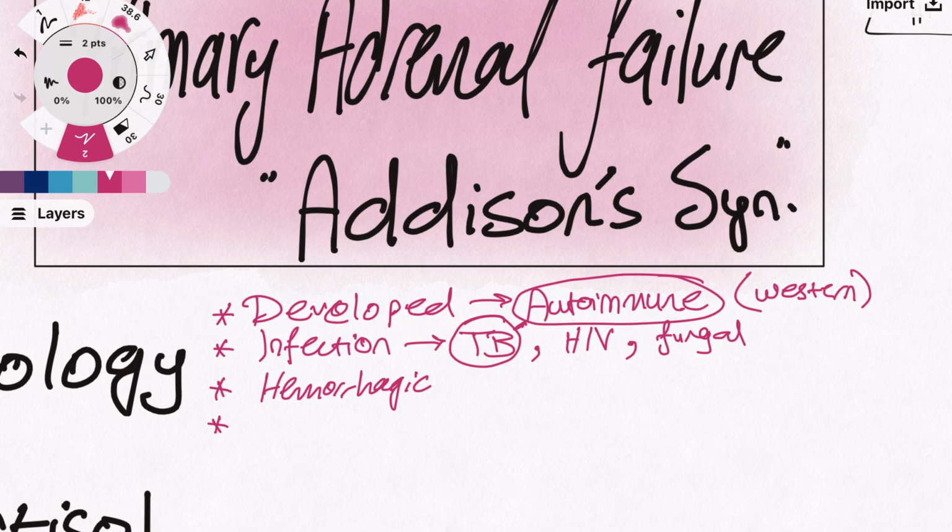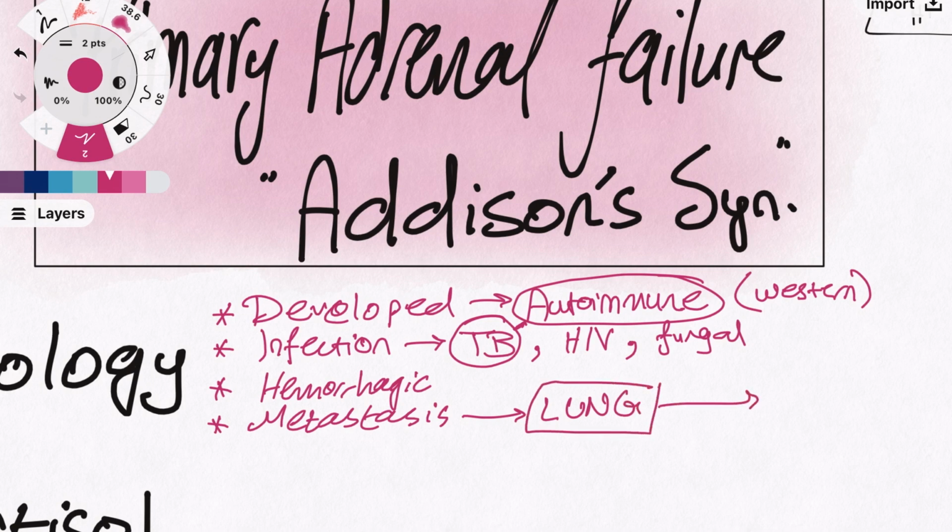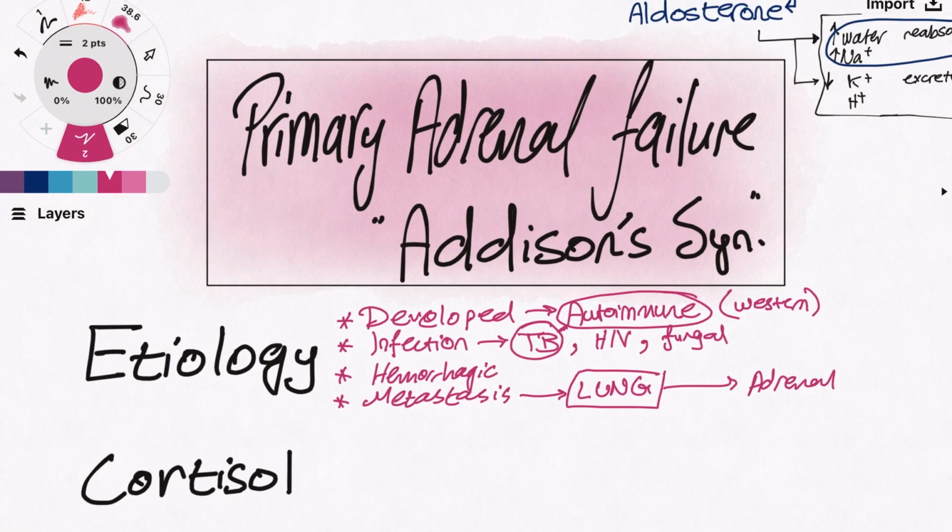Now, what else is there? Metastatic cancer. A cancer can metastasize to the adrenal gland and cause it to fail. This is most common in the case of lung cancer. So lung cancer very commonly metastasizes to the adrenal gland, causing it to fail.